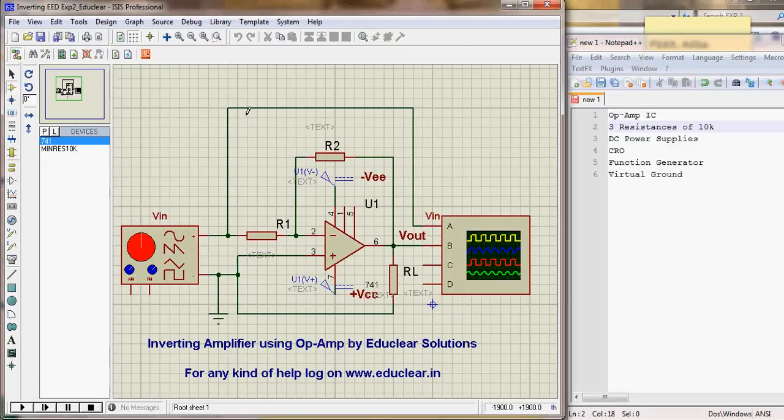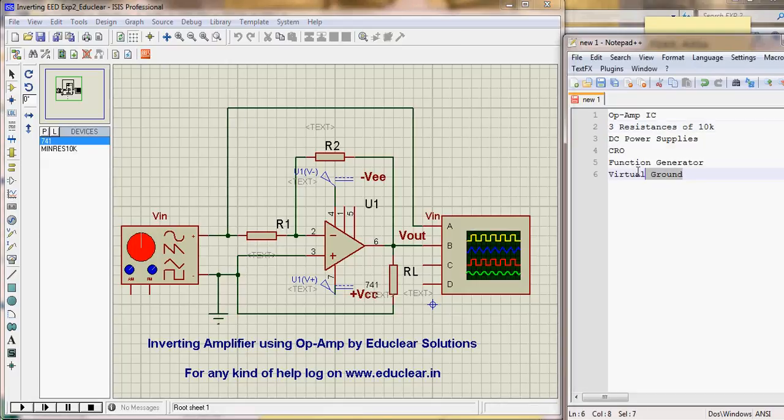As you can see, we need these components: one op-amp IC, three resistances of 10 kilo ohms, two DC power supplies, one for positive and another one for negative supply of op-amp, CRO, function generator and virtual ground. So let's start by the designing of circuit.